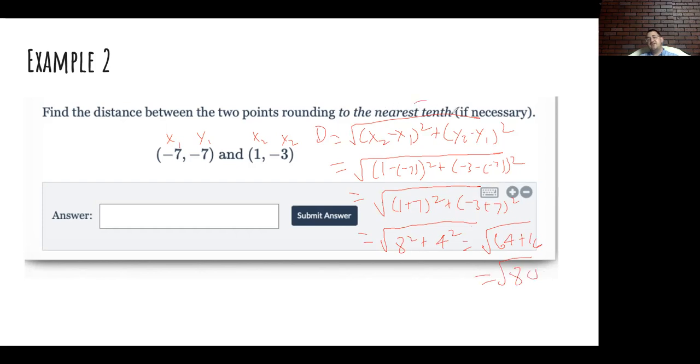And nearest tenth is 1 decimal place. So I could just go to my handy dandy scientific calculator or Delta Math calculator. And I can actually see what the square root of 80 is. It's 8.94. So that's 8.9. And that goes as your final answer.